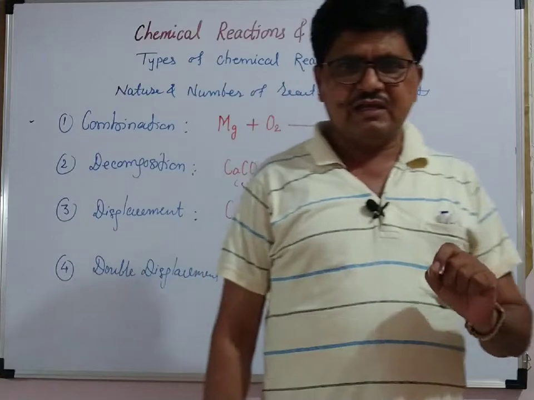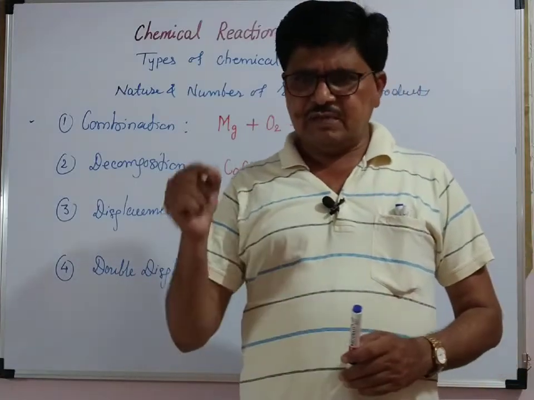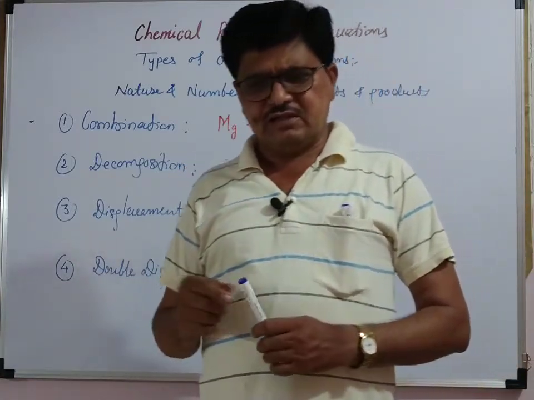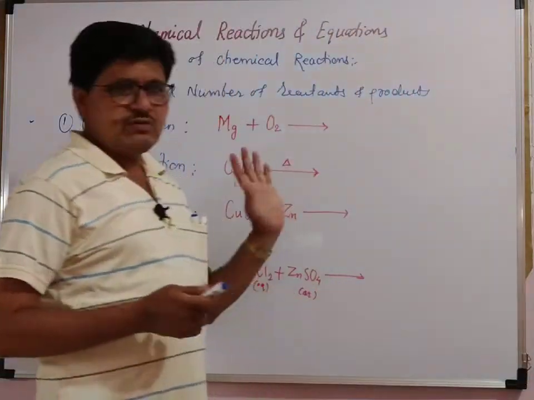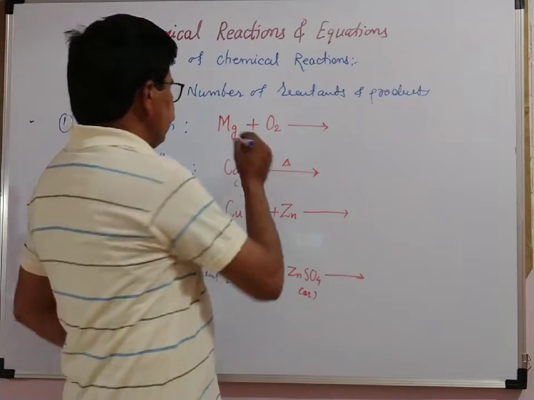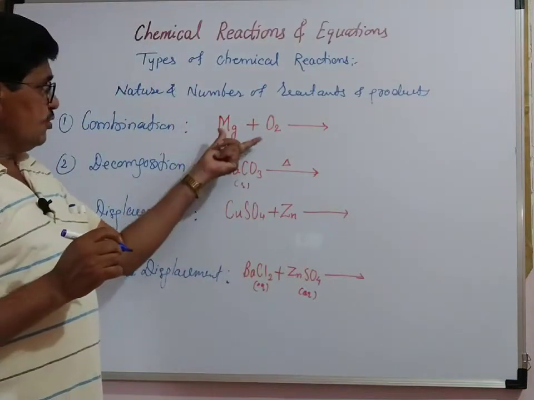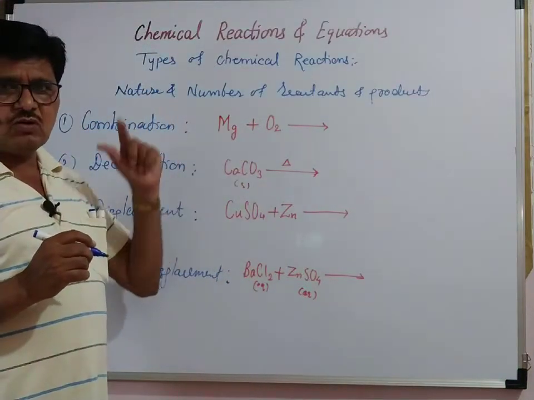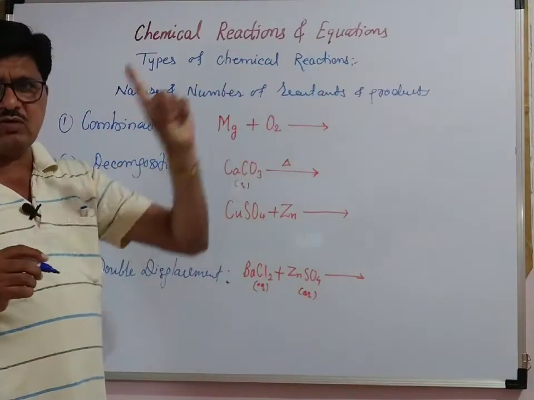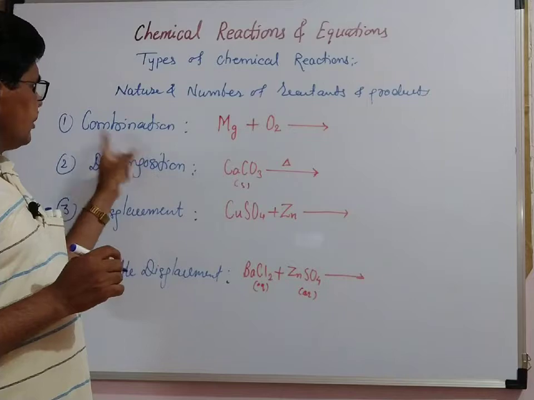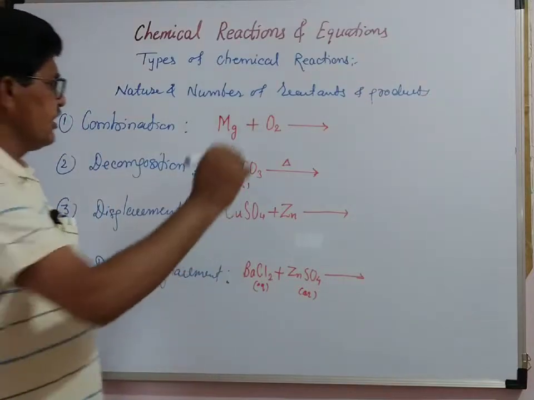When we take the magnesium ribbon and it is placed on the burner, at this time magnesium will be burned and the white residue is formed. That means if there are two or more substances, two or more reactants combined together, there is the formation of only a single product. That type of the reaction is known as the combination reaction.